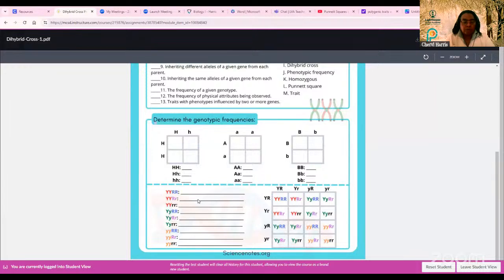So again, all you're doing on this page is counting. You can say 1 out of 16, 2 out of 16, 3, but all the numbers should add up to 16. If it doesn't add up to 16, then you missed a box. And you can't miss a box because the exact outcomes are already listed for you. These are all the possible outcomes that you can get with this cross. All you're doing is counting them.